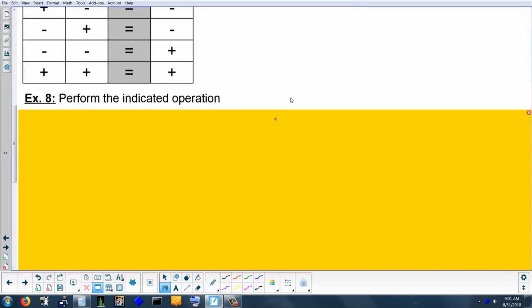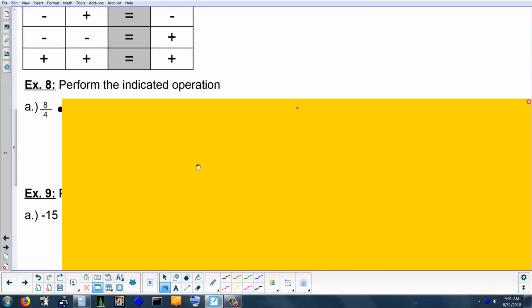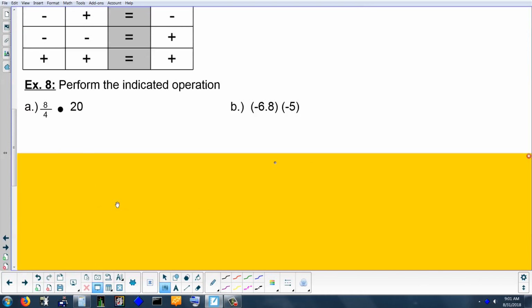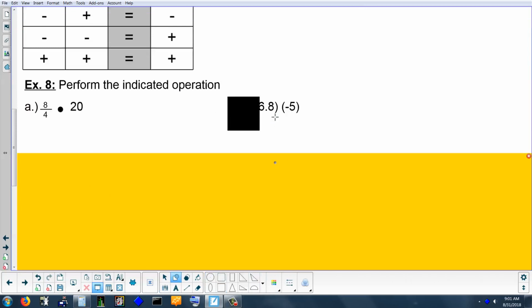Alright? So now we'll do a couple with multiplication. So this one has 2 steps. We've got some division and we have some multiplication. So we've got a positive 8 divided by 4 times 20.